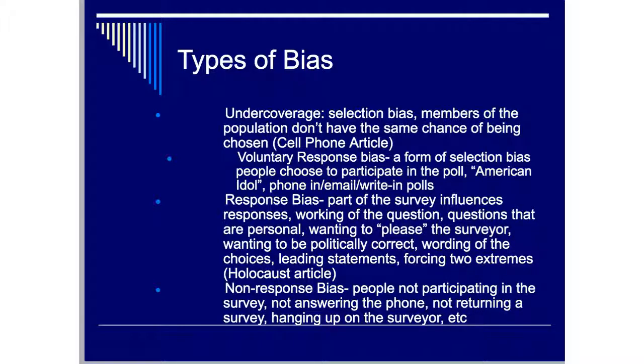And the last one is called non-response bias. Very different things. Response bias is your response being influenced. Non-response bias is people not answering. Every survey is going to have some non-response bias. People are going to say, no, I don't have time to answer your question. People are going to hang up the phone. People are going to say, I'd rather not answer that. Non-response bias is people not answering the survey, not answering the phone, not returning a printed survey.